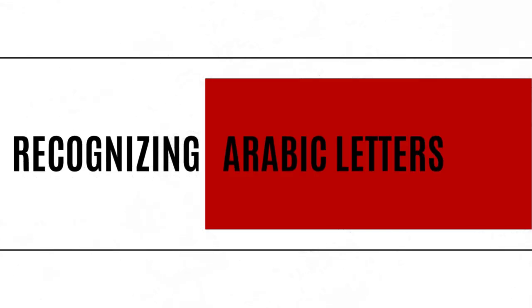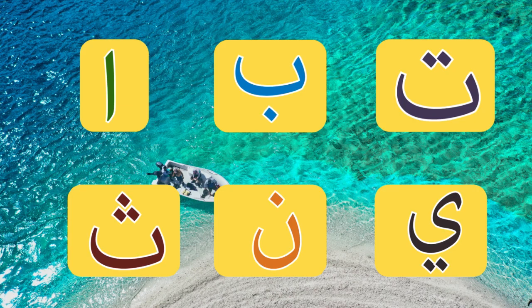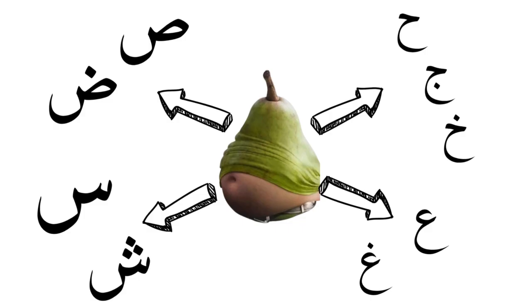Assalamu alaikum. So far, we have covered the letters Alif, Ba, Ta, Tha, Noon, and Ya with the theme of the beach. And then we covered the theme of the Potbelly family with the letters Ha, Jim, Kha, Ain, Ghain, Sin, Sheen, Sod, and Dod.